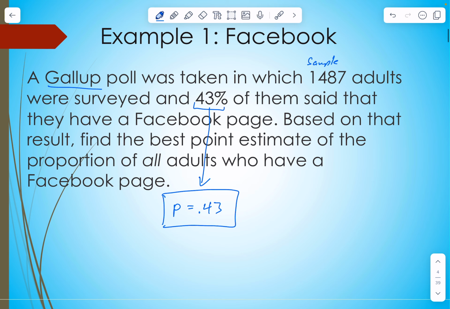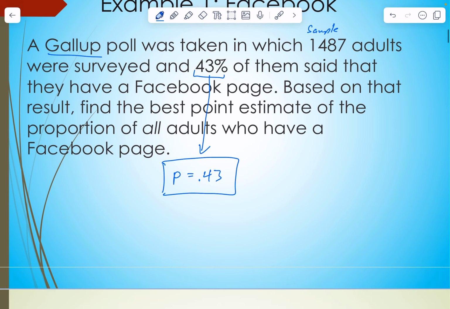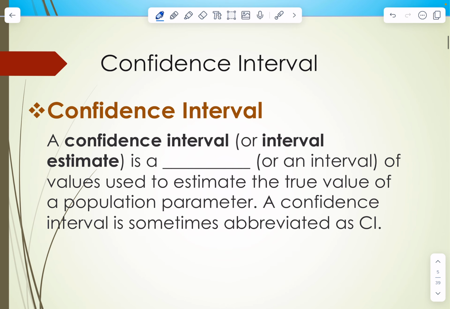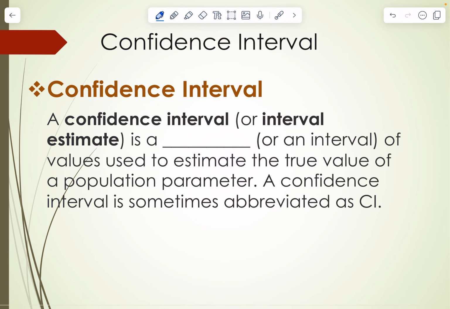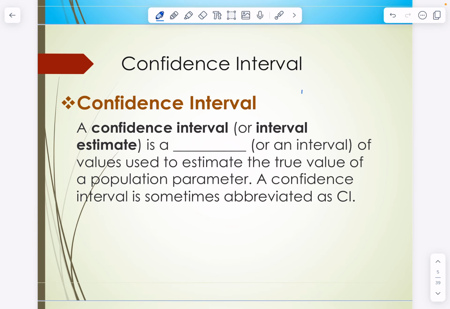Okay, now let's talk about confidence intervals. So that was the point estimate. That's the best single number we could produce. Confidence intervals are always of the form the point estimate, in this case p hat, plus some error, and then p hat minus some error term. And that forms your confidence interval for proportion.